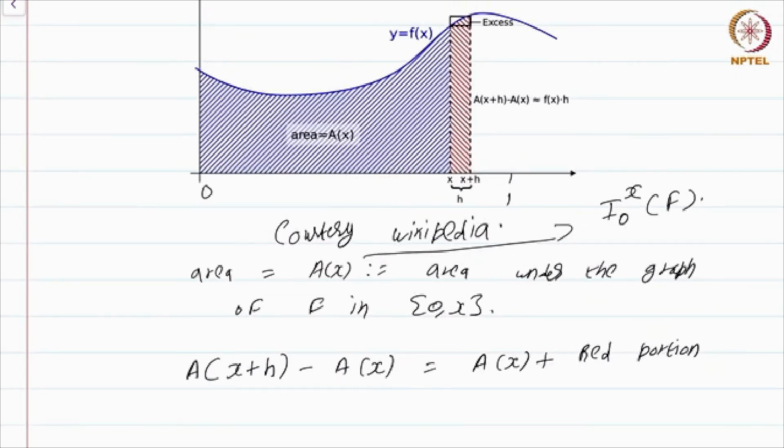Now this red portion is approximately equal to f of x into h. This is just f of x into h. In fact, we can write it as f of x into h plus the excess portion, what they have called excess, this part. Okay, this is the excess portion.